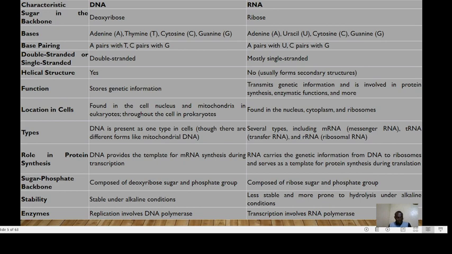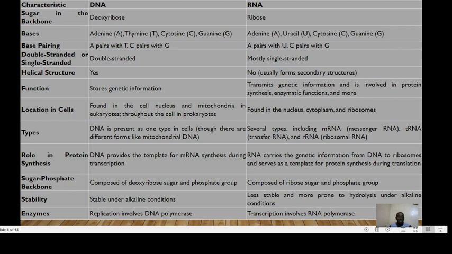So we have some differences between the DNA and the RNA. In terms of the sugar in the backbone, you find that the DNA has the deoxyribose sugar, whereas the RNA has a ribose. In terms of the bases, DNA has adenine, thymine, cytosine, and guanine. Whereas on the RNA, we have adenine, same as the DNA, but we have uracil instead of thymine, and cytosine and guanine remain.